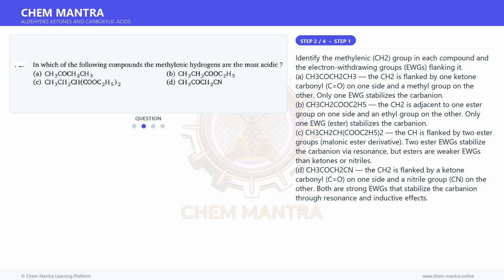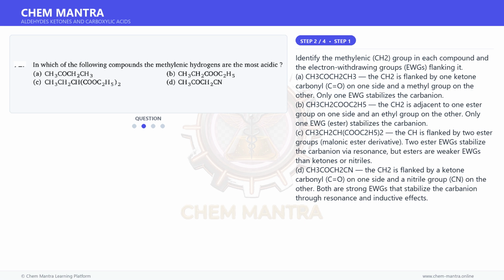Identify the methylenic, CH2, group in each compound and the electron withdrawing groups, EWGs, flanking it. A. CH3COCH2CH3: the CH2 is flanked by one ketone carbonyl, C=O, on one side and a methyl group on the other. Only one EWG stabilizes the carbanion.